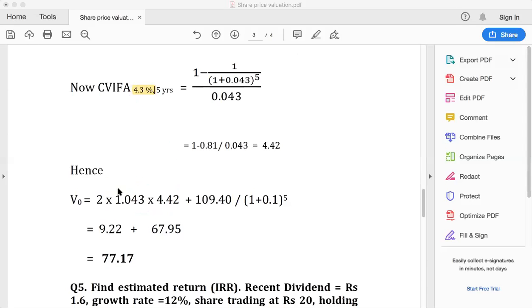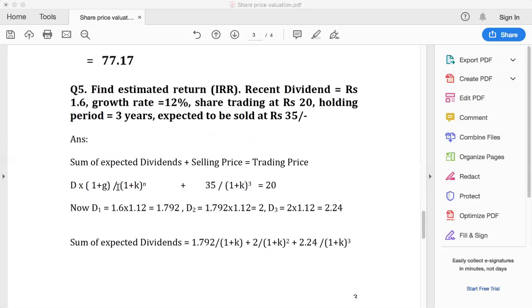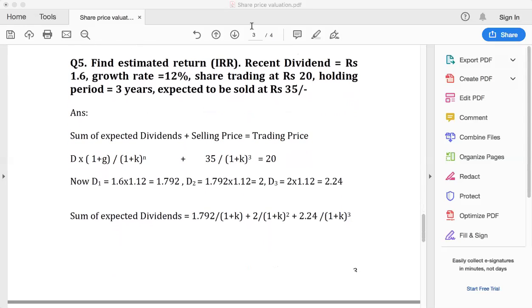Fine. So another question which drives home the point of this share price valuation formula. Here, instead of calculating the price, we want to calculate that k, or the internal rate of return, or the estimated return that we want. The recent dividend was 1.6. The stock is growing at 12%, similar to the previous one of the problems we have done in part 1. The share is today selling in the market at 20.